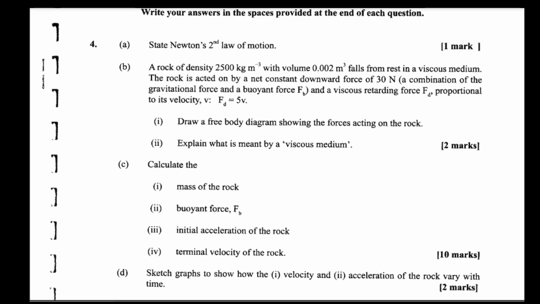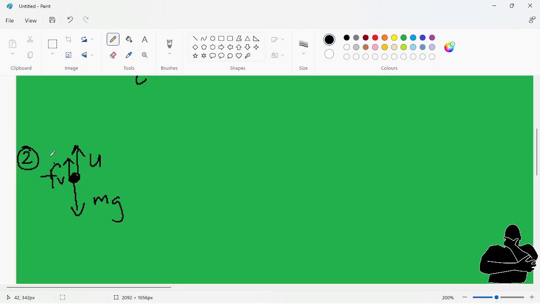Now we move on to calculations. The question asks us to first calculate the mass of the rock, then the buoyant force, which is the upthrust, the initial acceleration of the rock, and the terminal velocity of the rock. So let's go into calculating the mass of the rock first.